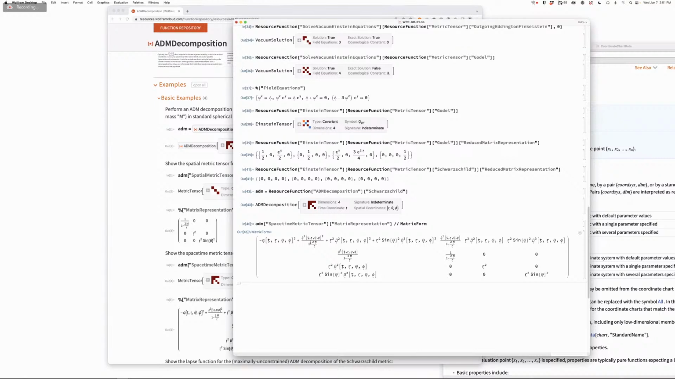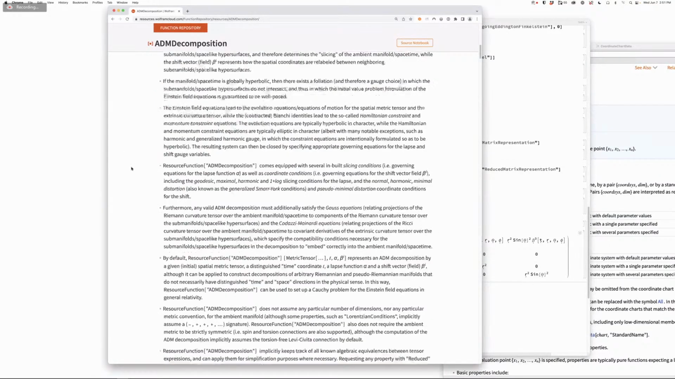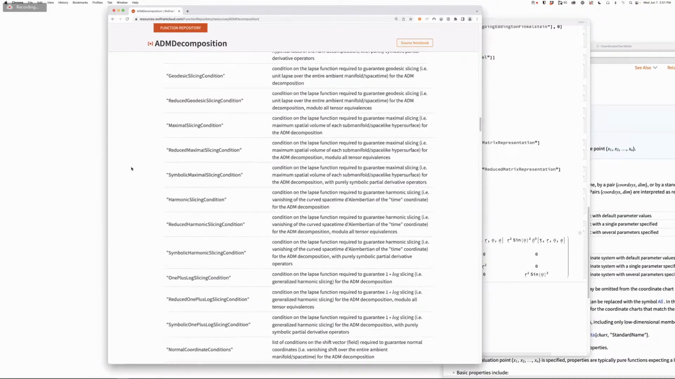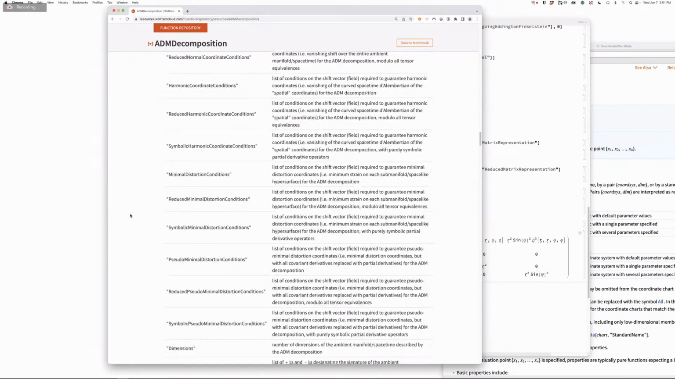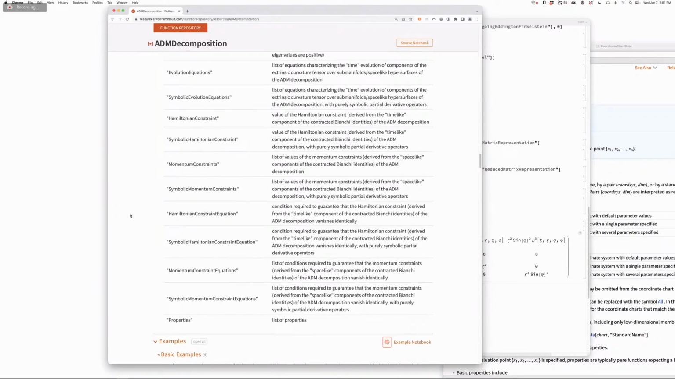Okay. And then if you go back to the ADM decomposition documentation, in the full list of properties, you'll see we have support for a bunch of inbuilt gauge conditions, which effectively correspond to different foliation choices. So, okay, those are the initial data. But in here, things like maximal slicing condition, harmonic slicing condition, 1+log slicing condition, etc. Those are all different conditions you can put on the lapse function that tell you how you foliate the space-time. And then things like normal coordinate conditions or harmonic coordinate conditions are conditions on the shift vector that tell you how you relabel the spatial coordinates.